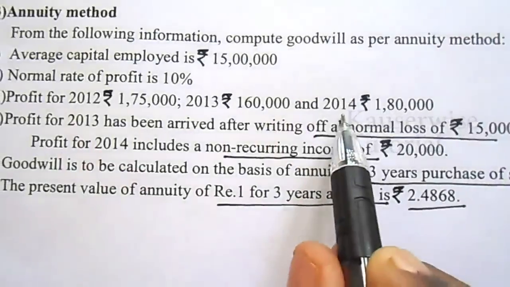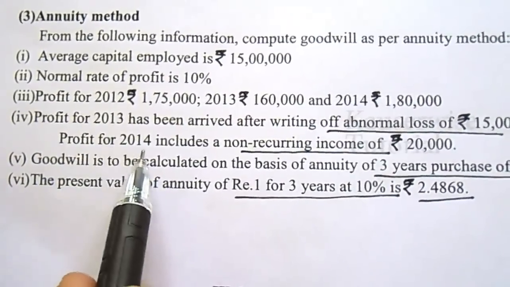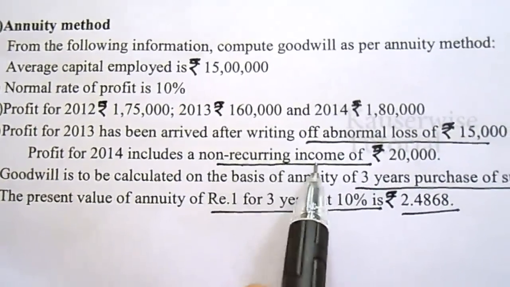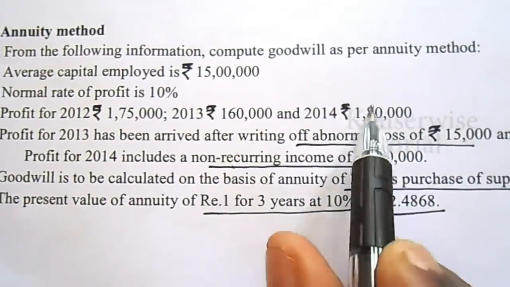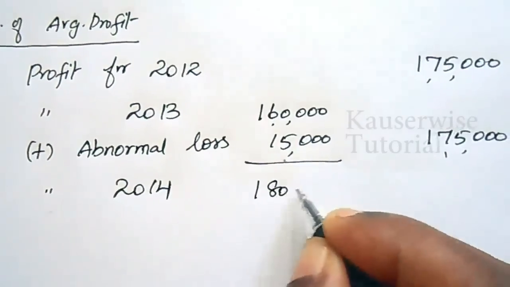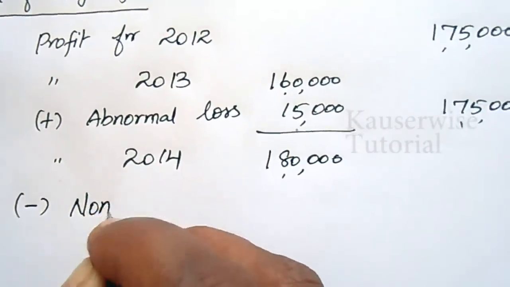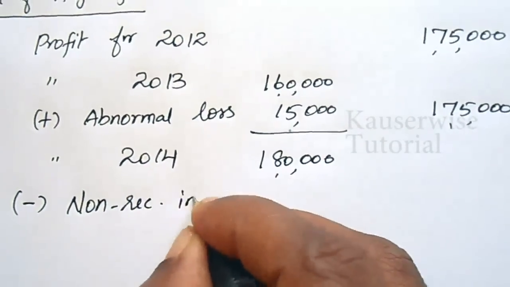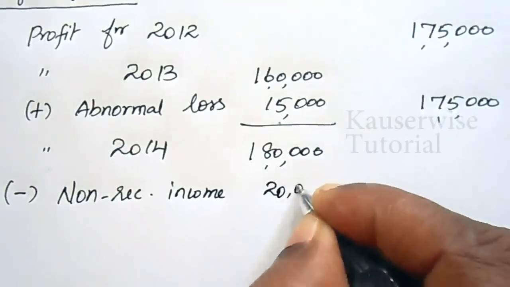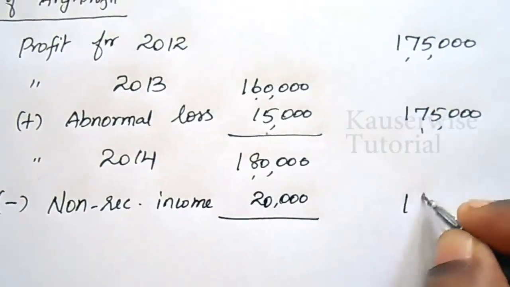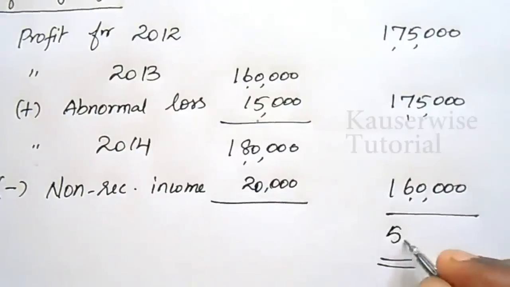In the same way, profit for 2014. How much? 2014 how much? 1,80,000, and an adjustment is there. Profit for 2014 includes a non-recurring income. If there is any non-recurring income, it will be subtracted from the profit. 1,80,000 minus non-recurring income. How much? 20,000. Balance 1,60,000. That's all. Now find the total.